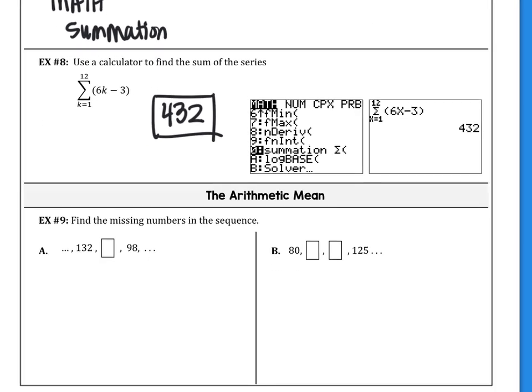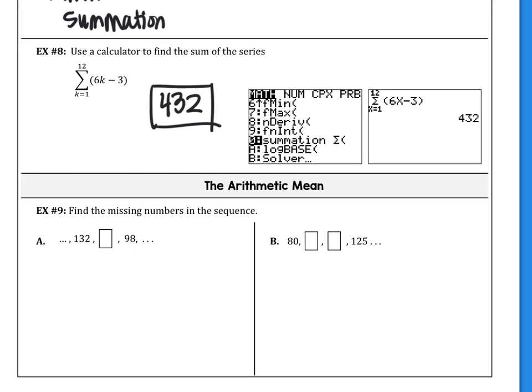Alrighty, so the next part. Find the missing numbers in the sequence. This is called the arithmetic mean. But if you're just knowing it's arithmetic, you can just use the same formulas and the same mindset to figure it out. Okay, so notice that my sequence here is going like this. Okay, there's 2 steps to 98. So the first thing I'm going to do is figure out, well, what is the difference there?